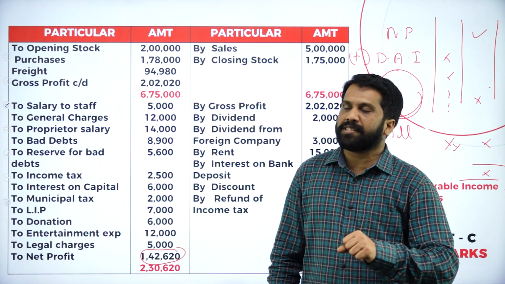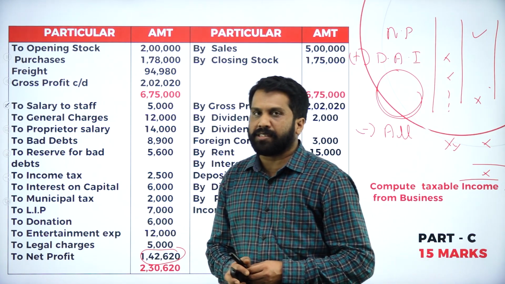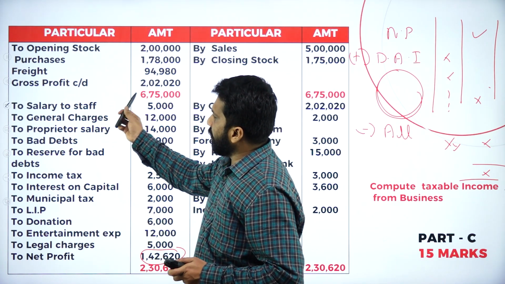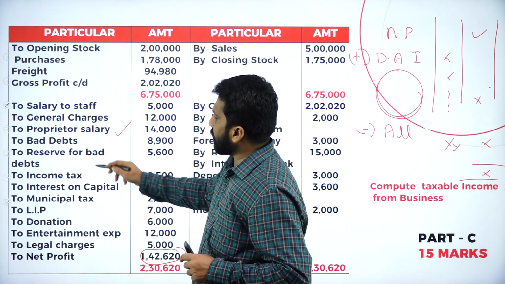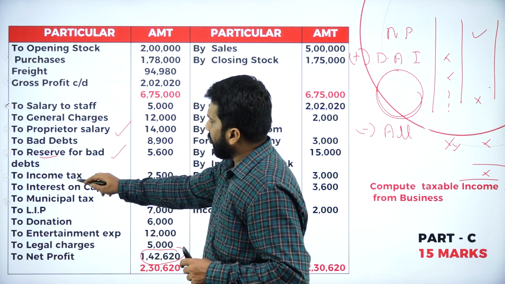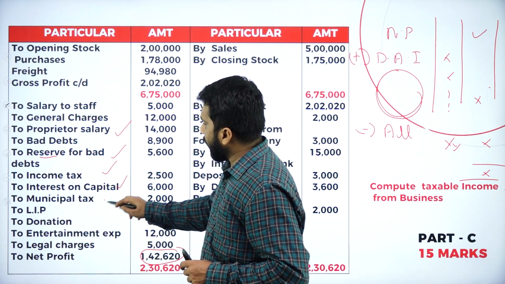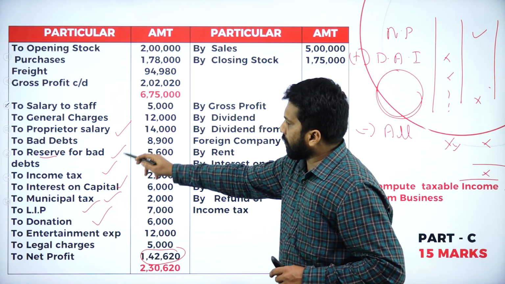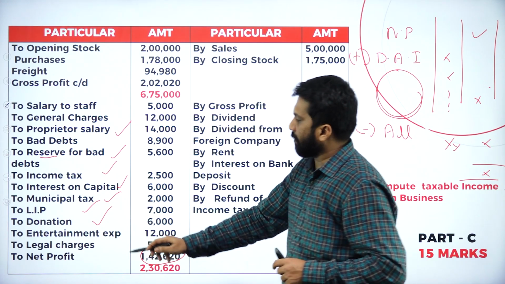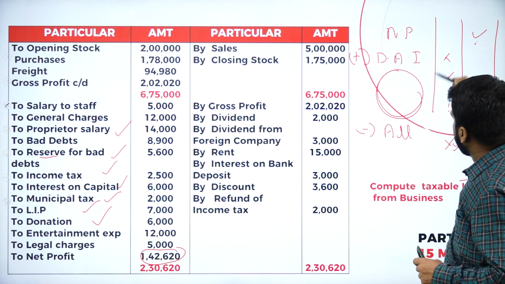If you find these things, just add them. Now almost everything is there. See, now we can tell: salary, no. General, no. Proprietor, yes. Bad debts, no. Reserve, yes. Income tax, yes. Interest on capital, yes. Municipal tax, yes. LIC, yes. Donation, yes. Clear. 1, 2, 3, 4, 5, 6, 7. Take net profit. Add all 7 items.